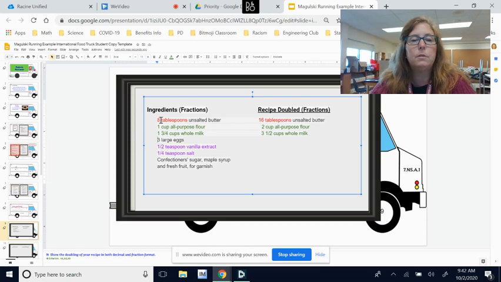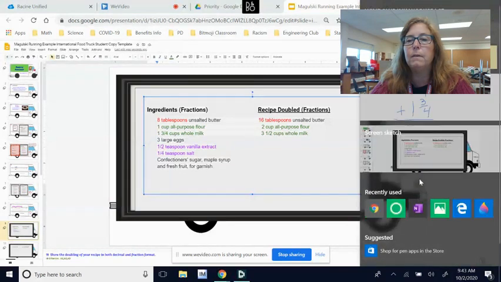So for 8 tablespoons of unsalted butter, you'll see I started and I have 16 tablespoons of unsalted butter would be the double. So 8 plus 8 is 16. For 1 cup of flour, I would double that. 1 plus 1 is 2 cups of flour. But how do we do the doubling of the fractions? Well, that's a good question. That's part of the skills that we're working on today.